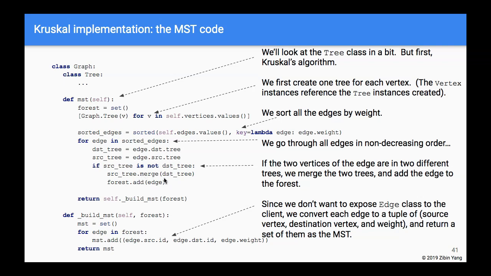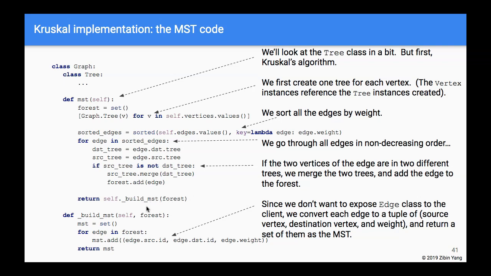And then once we merge the tree, we can add the edge to the forest. And that's it. That's pretty much the pseudocode, but in actual interpretable or executable Python code. And then finally, we will transform the information that's in the forest into something that is suitable for the client.